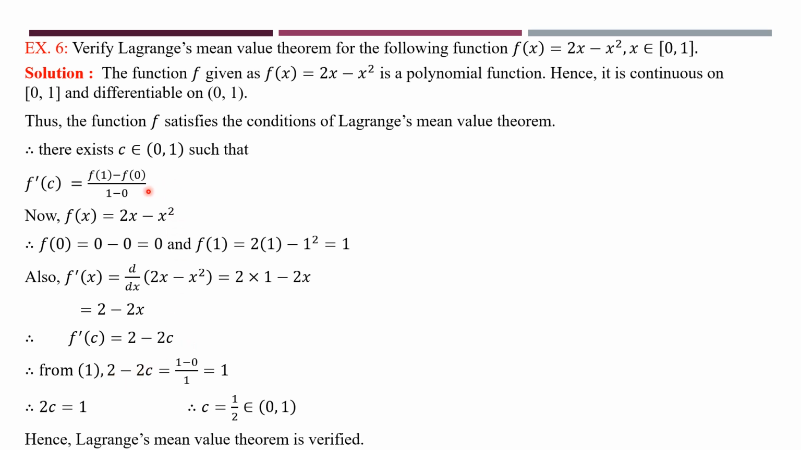From equation 1, that is the formula, f dash of c, which is 2 minus 2c, equal to f of 1 minus f of 0 divided by b minus a. Putting the values, 1 minus 0 is 1, equal to 1. Hence, simplifying, 2c equal to 1. Therefore, c equal to 1 divided by 2 lies between 0 and 1, that is, belongs to the open interval 0, 1. Hence, the Lagrange's mean value theorem is verified.